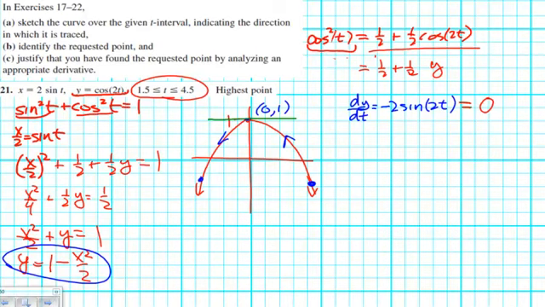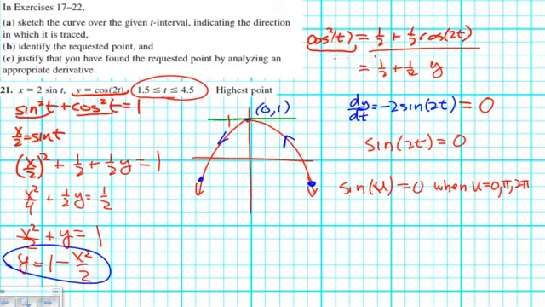Okay, this is equal to 0 when sine of 2t equals 0. Now normally we think about sine of, let's say sine of u is equal to 0 when u is 0, pi, 2 pi, or essentially whole integer values of pi.